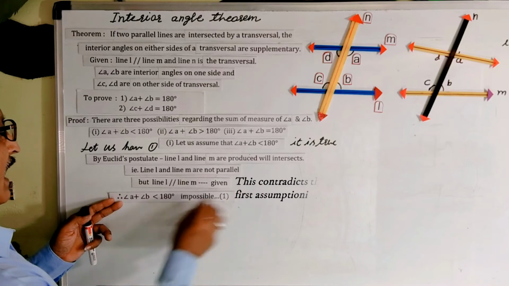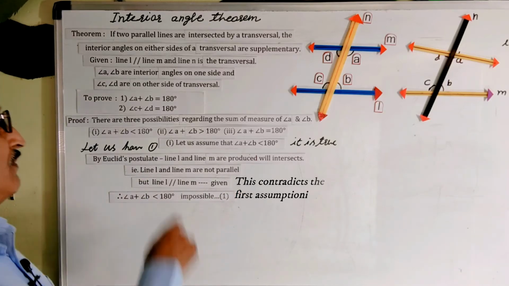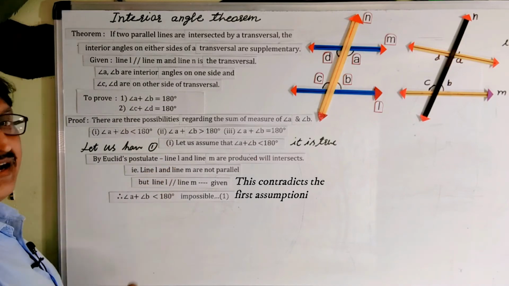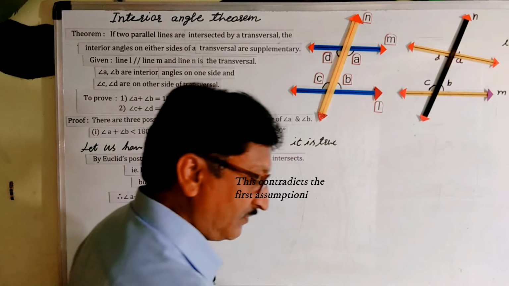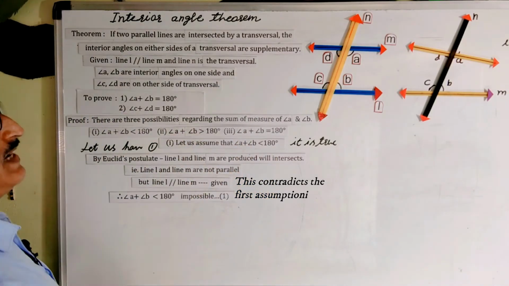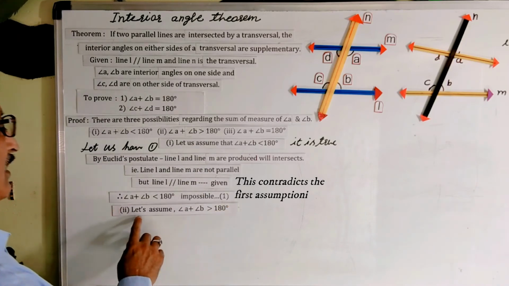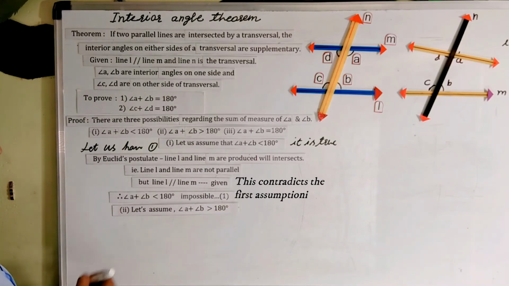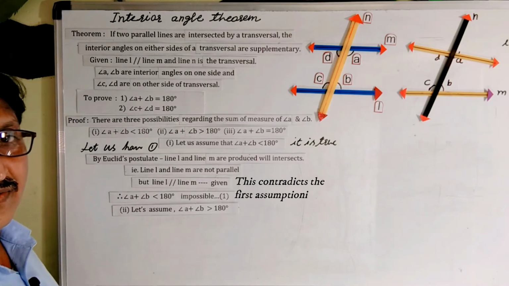Therefore we can write that angle A plus B is less than 180 degrees is impossible. That means whatever condition you have taken is not possible. Now we have to take the second possibility. What is the second possibility here? A plus B is greater than 180 degrees, so let us assume angle A plus angle B is greater than 180 degrees.